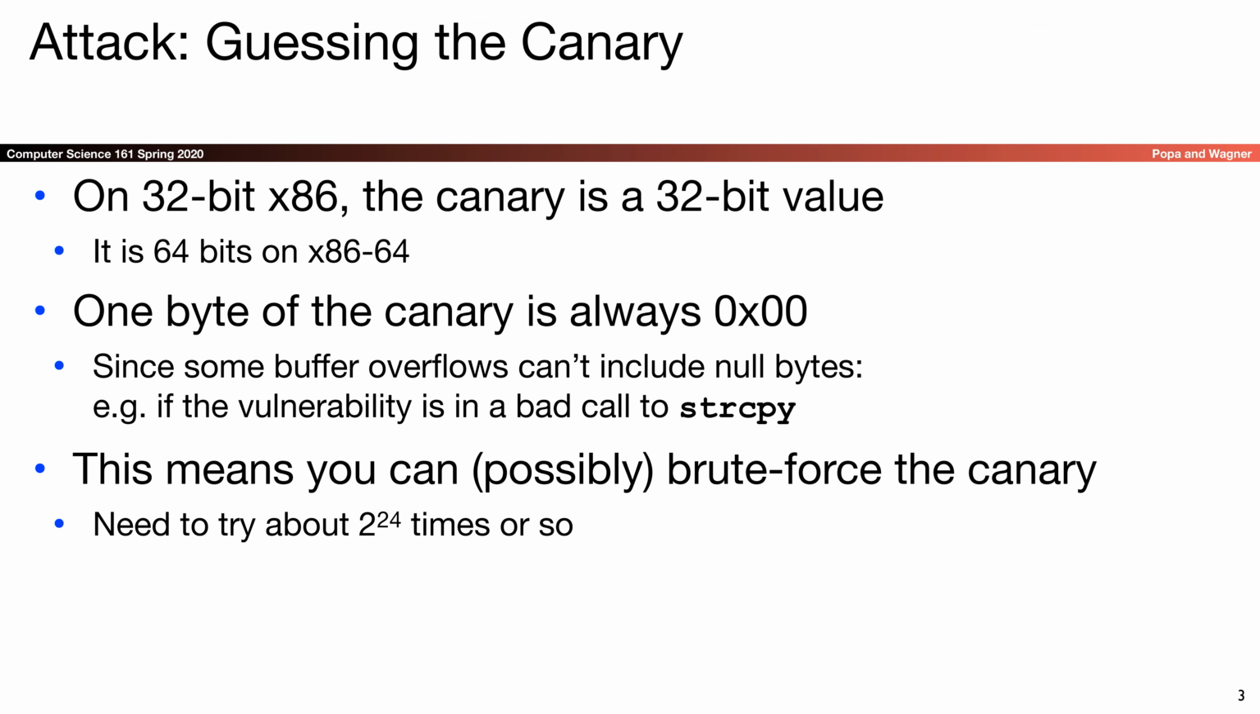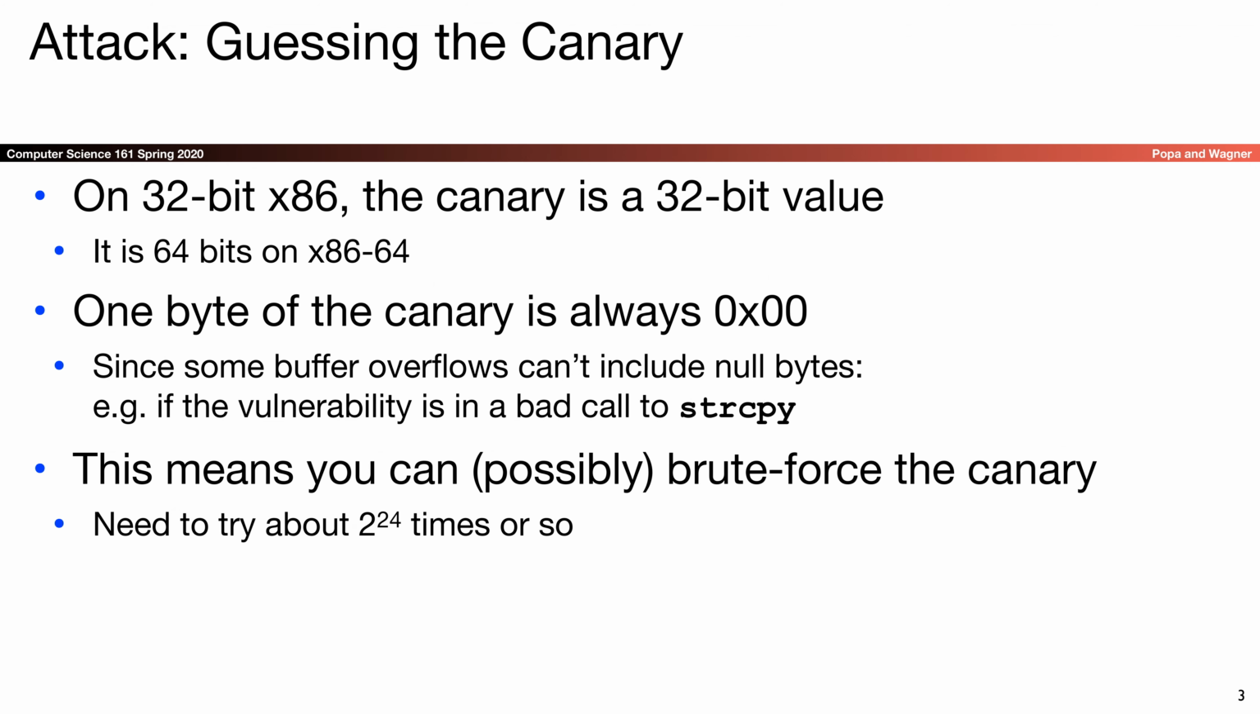So in this class, we always use 32-bit x86, and this means the canary is going to be 32 bits or 4 bytes long. If you're using a 64-bit system, then the canary would be 64 bits long. And in practice, 1 byte of the canary is always going to be 00, or the null byte, and the reason for this is it lets us stop an extra class of buffer overflow attacks.